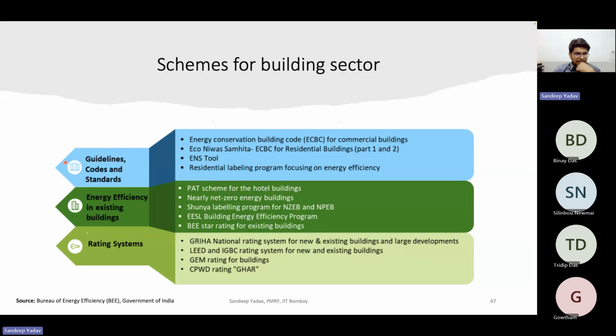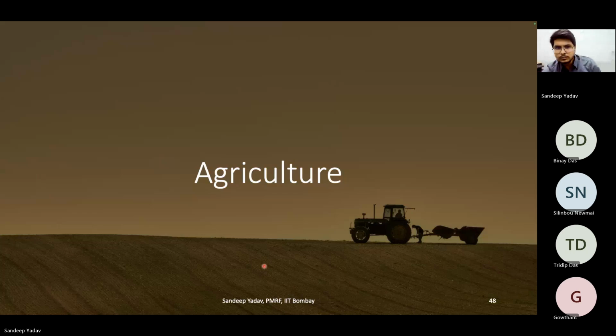So these are for the new buildings. This is for the existing building. PAT scheme for the hotel buildings, nearly net zero energy building, Shunya labeling program, EHL, or BEE star rating. And the rating systems like GRIHA, IGBC, GEM, or CPWD rating by GHAR. So there are a few rating schemes also.